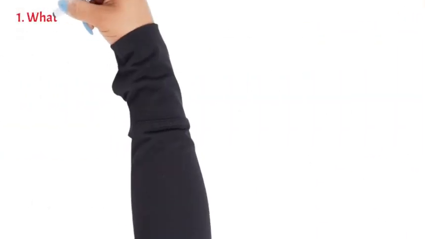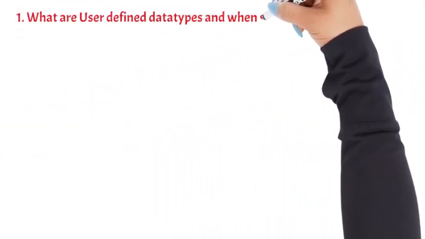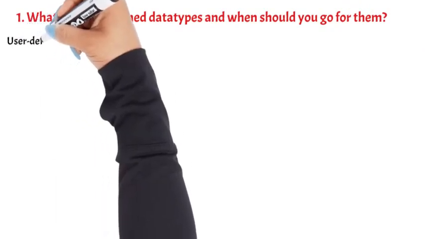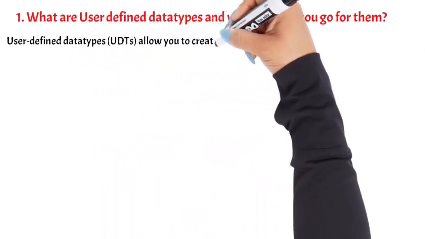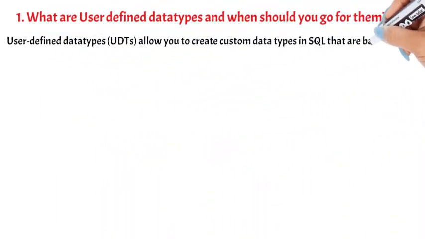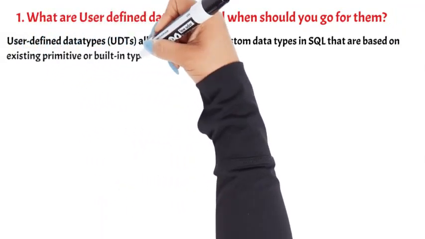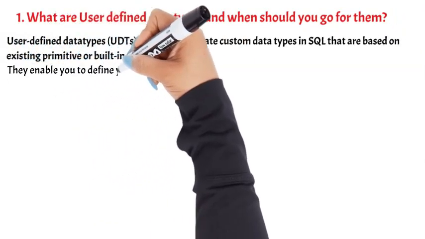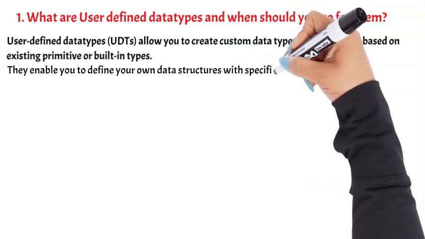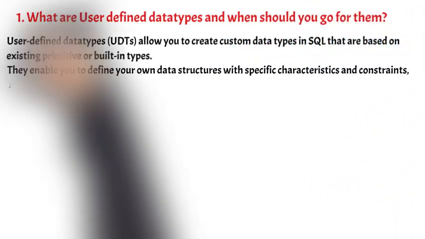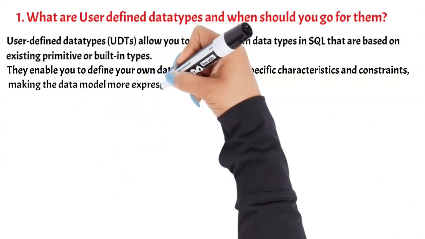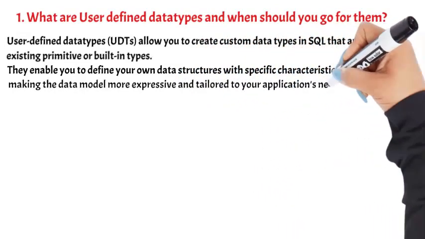1. What are user-defined data types and when should you go for them? User-defined data types (UDTs) allow you to create custom data types in SQL that are based on existing primitive or built-in types. They enable you to define your own data structures with specific characteristics and constraints, making the data model more expressive and tailored to your application's needs.